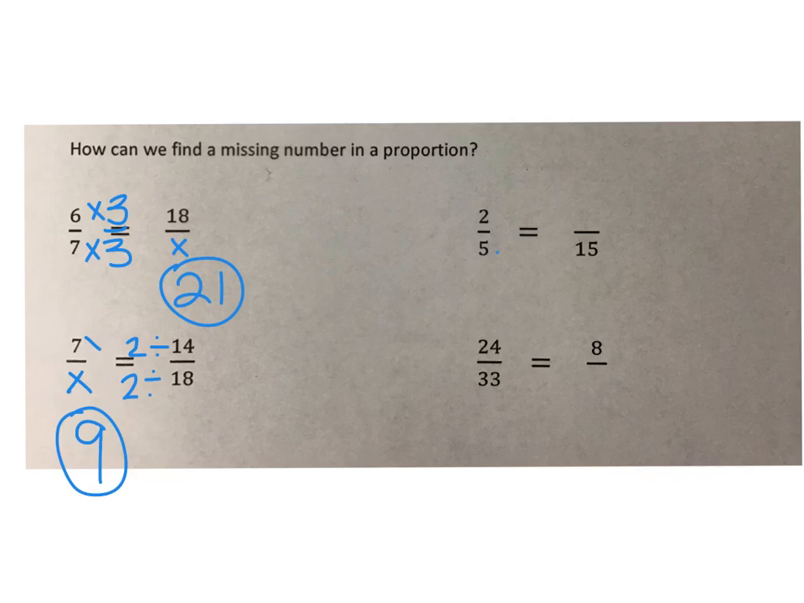So for this one, 5 times 3 gives me 15. 2 times 3 gives me 6. That one's pretty easy. So this one, again, we've got to go from 24 to 8. So we're going to divide by 3. And then 33 divided by 3 gives me 11.